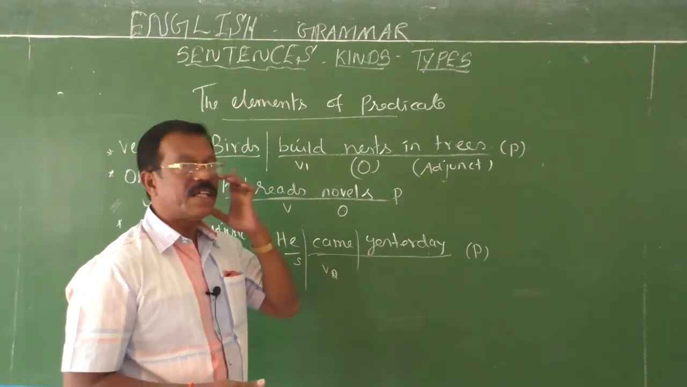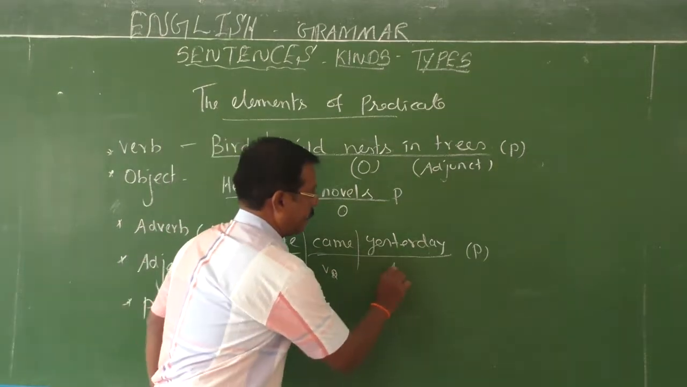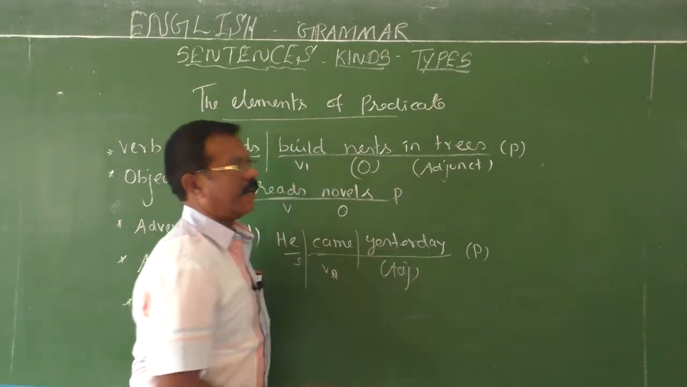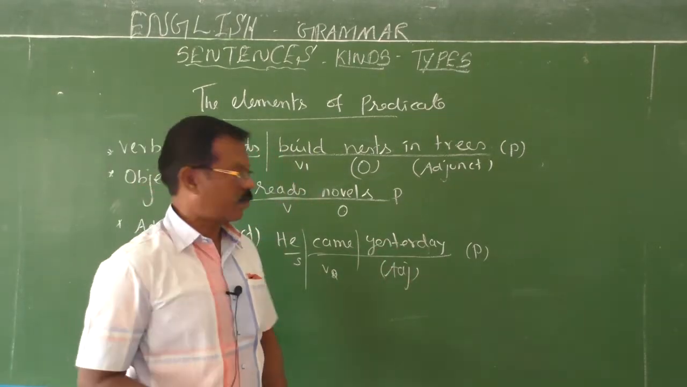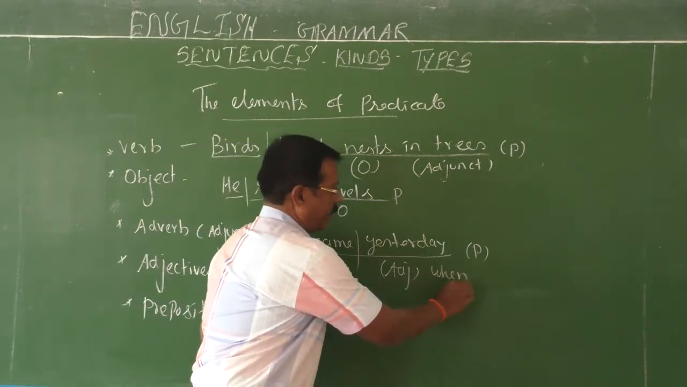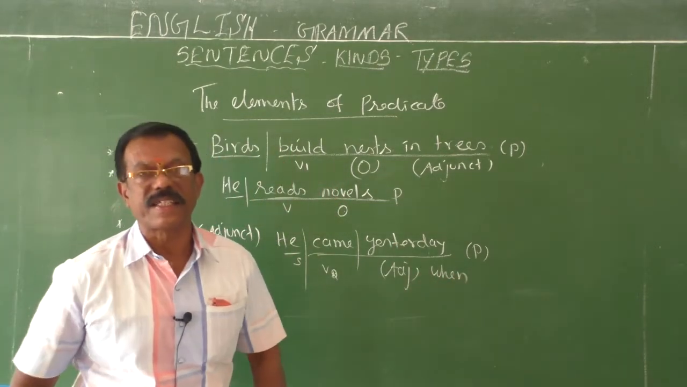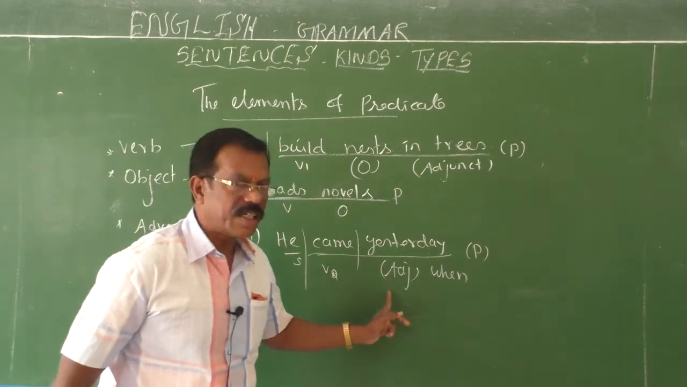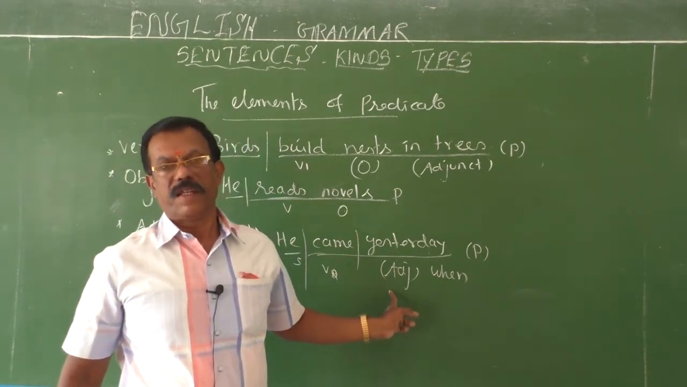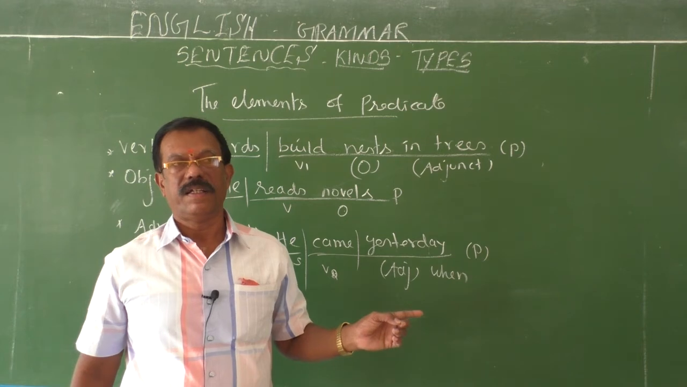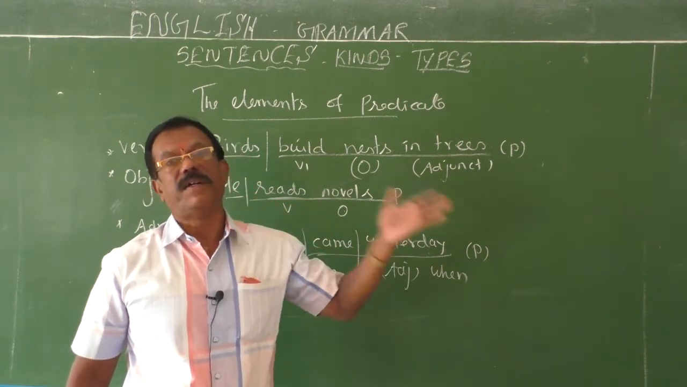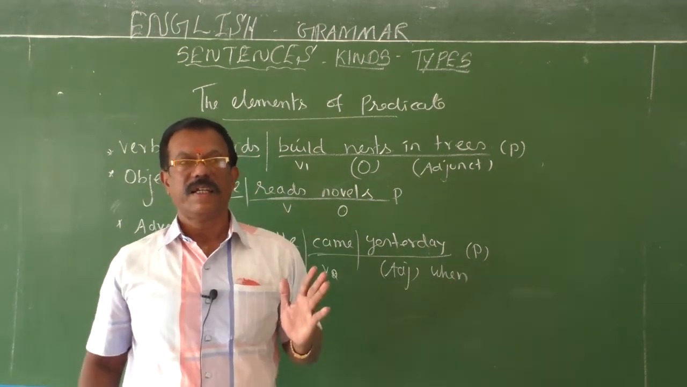So it gives additional information. This is called an adjunct. Actually, this is an adverb of time because it answers the question when. Here it functions as an adjunct. Adjunct is a functional label. The nominal label is adverb. Don't confuse, children.